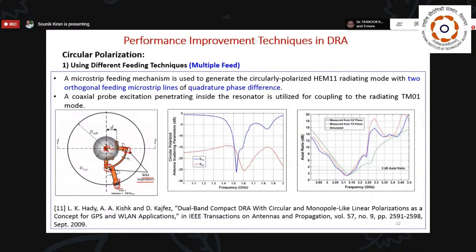So what they have done exactly: the microstrip feed technique is used for the circularly polarized HEM11δ radiating mode, with two modes and two orthogonal feeding microstrip lines with quadrature phase difference. Of course, once they are able to find the phase difference, they can ensure circular polarization. But the important thing is that we need to check this impedance behavior. This seems a bit tricky actually. We need to have patience and work on this so that we can ensure circular polarization.